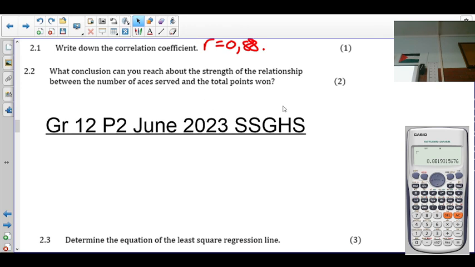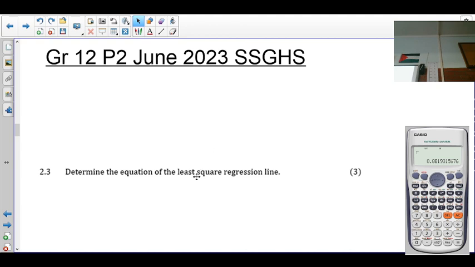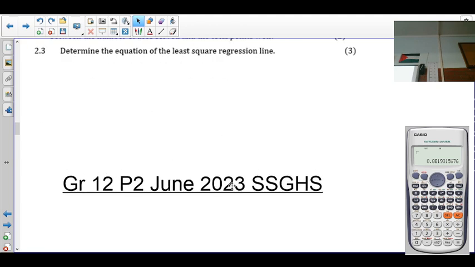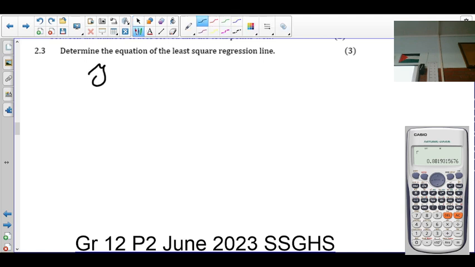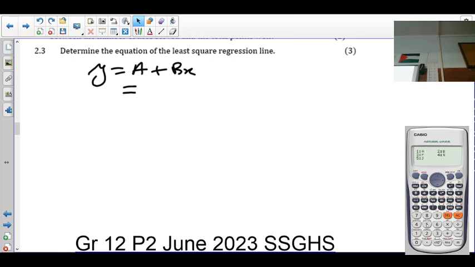2.2, what conclusion can you reach about the strength of the correlation? I just said that now. So it's going to be positive and a strong correlation there. Determine the equation of the least squares regression line, in the form y equals a plus bx. Shift 1, 5 for regression, 1 for a, 17,93. And then for your b value, shift 1, 5 for regression, 2 for your b value, which is 5,3. So it's plus 5,3x.